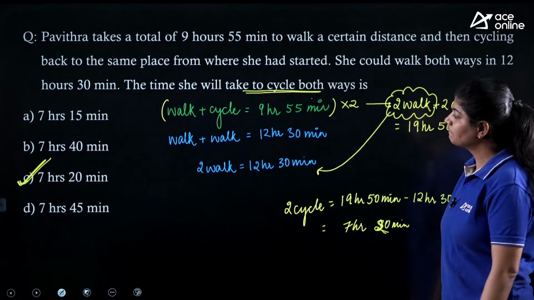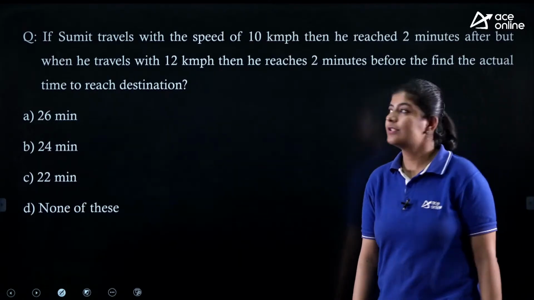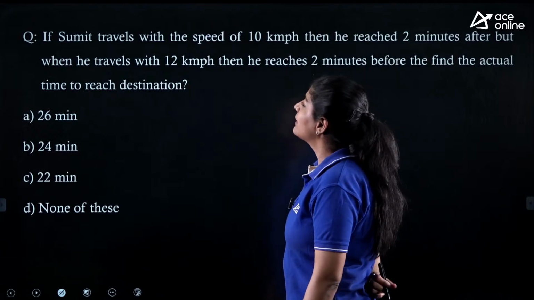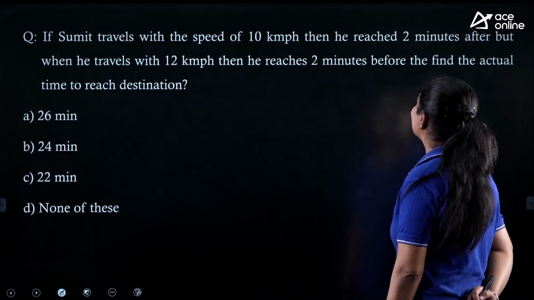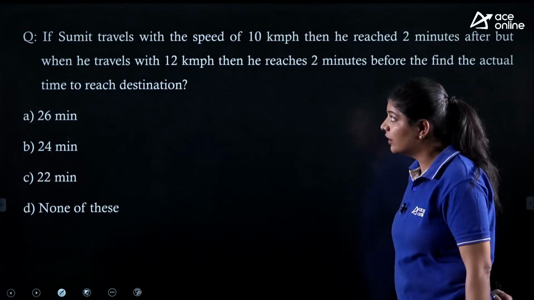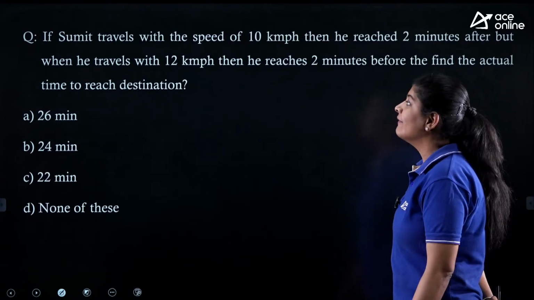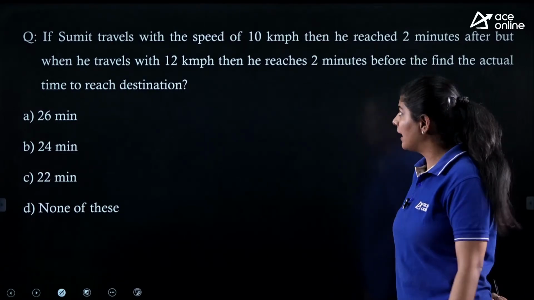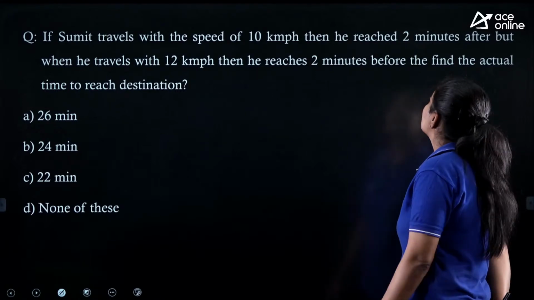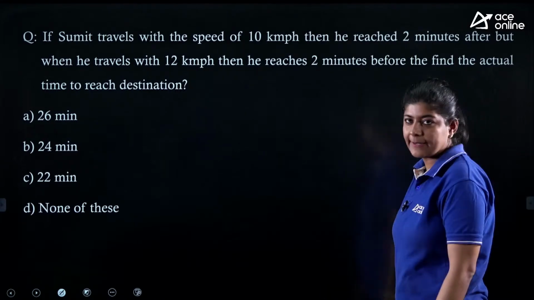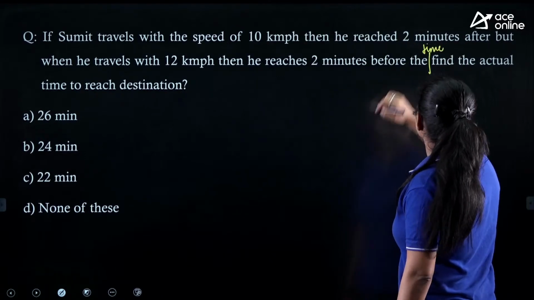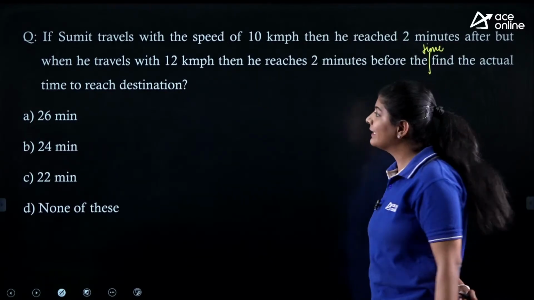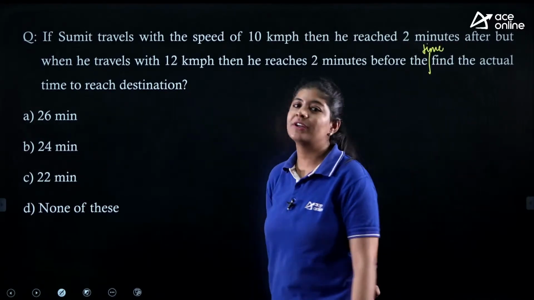Next. The next question says that if Sumit travels with a speed of 10 kilometers per hour, then he reaches 2 minutes after, but when he travels with 12 kilometers per hour, then he reaches 2 minutes before the time. Now we need to find the actual time to reach the destination.